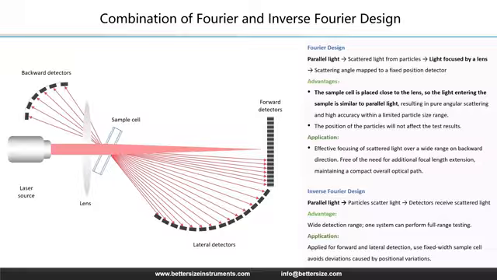This specific arrangement, inverse Fourier for the front and side and Fourier for the back, is the key to our optical performance. This patented combination allows us to detect particles from 0.02 to 2600 microns in a single scan. We don't need to change lenses or move the cell. The unique synergy of these two designs ensures that no particle, large or small, goes undetected.